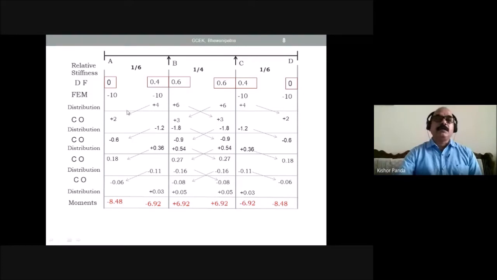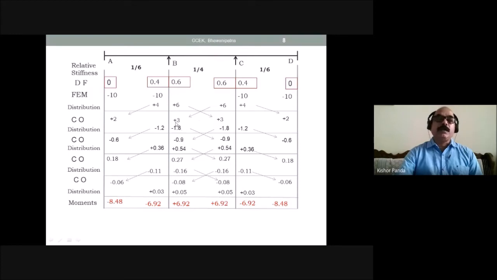Then here you draw one line. Again you go for the carryover of this moment. Half of this moment will carry over to this side, plus 2, half of this moment will carry over to this side, plus 3, half of this moment will carry over to this side, plus 3, and half of this moment will carry over to this side, plus 2.